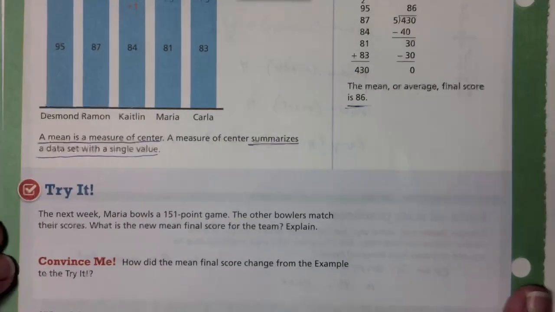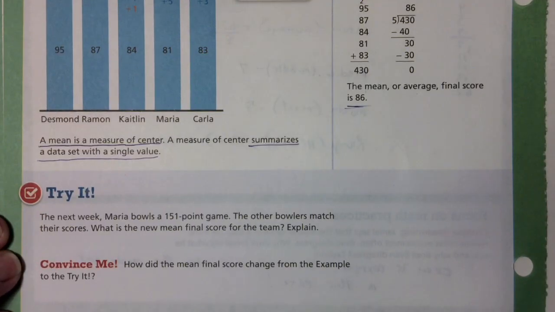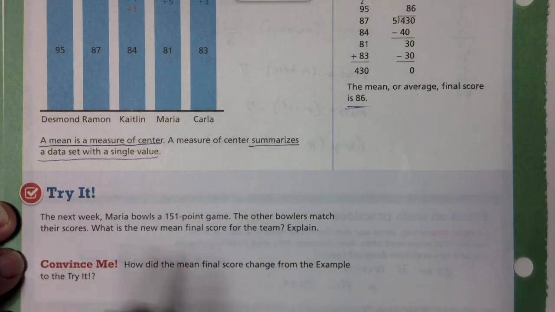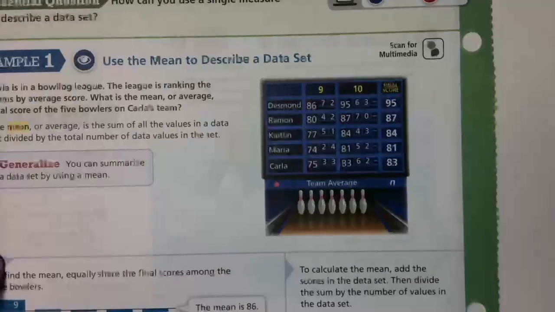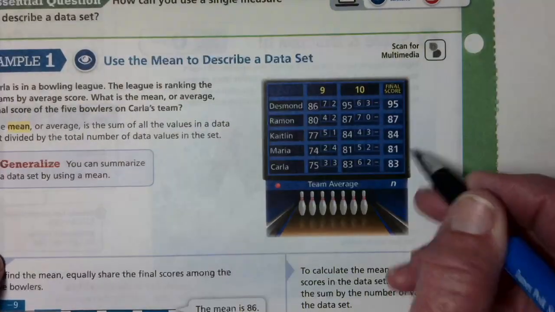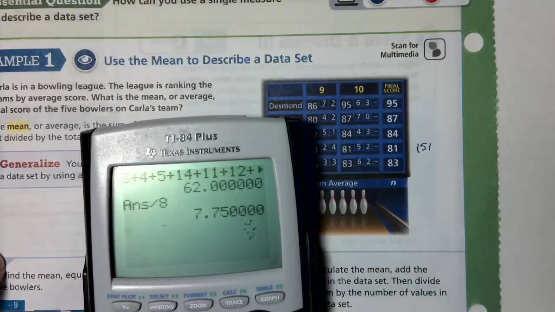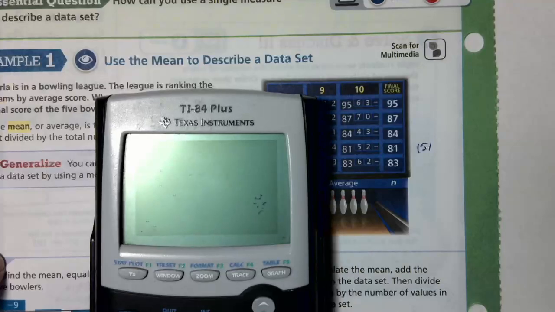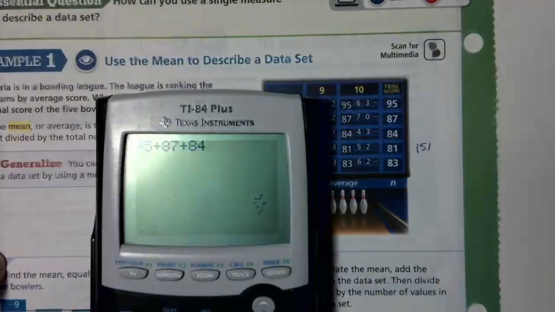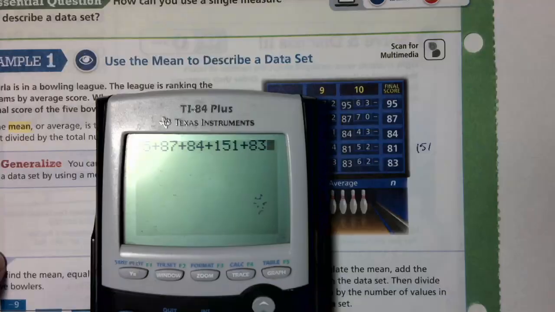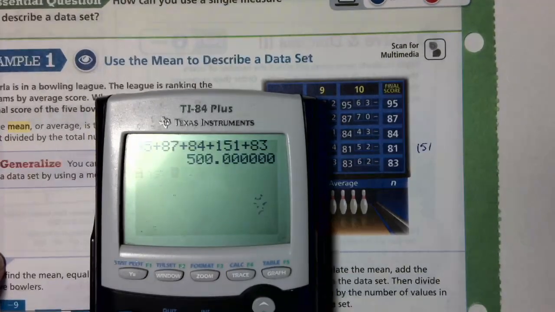All right, let's do the try it. Next week, Maria bowls a 151-point game. If you look up there in your chart, Maria was an 81. The other bowlers matched their scores. So we're going to change this to a 151 for Maria, and all the others are going to be the same. So we're going to take our calculators and take 95, add it to 87, add it to 84, then add 151, because she scored a lot better, add it to 83 and hit equals. And then we're going to divide by 5.